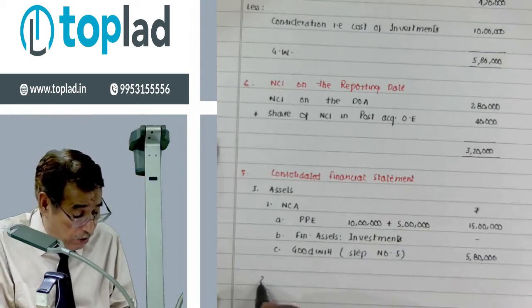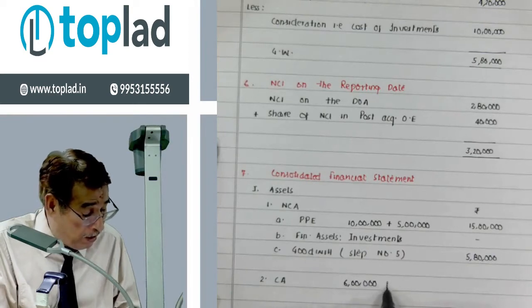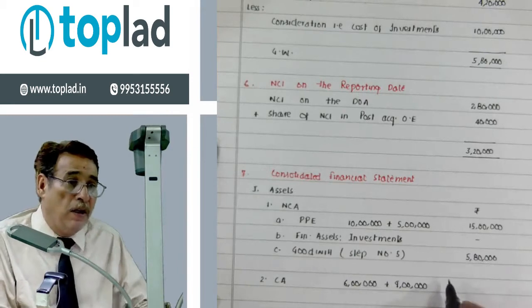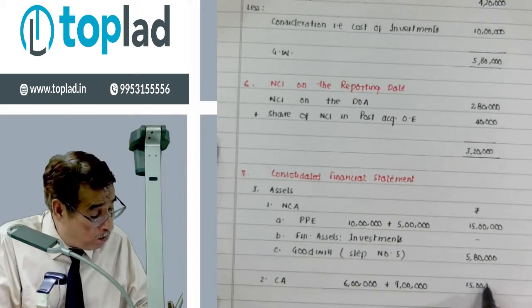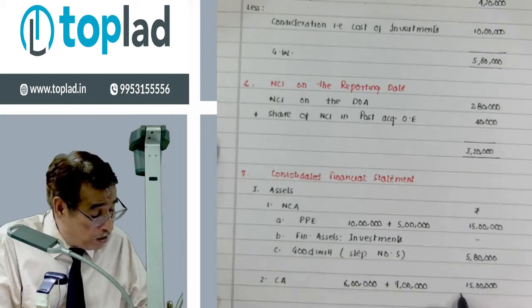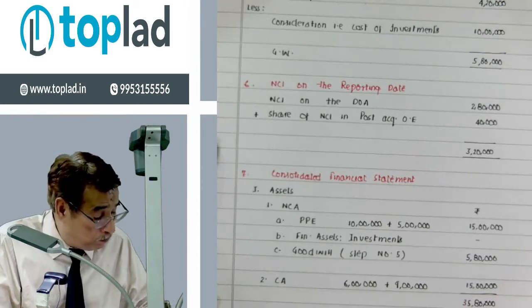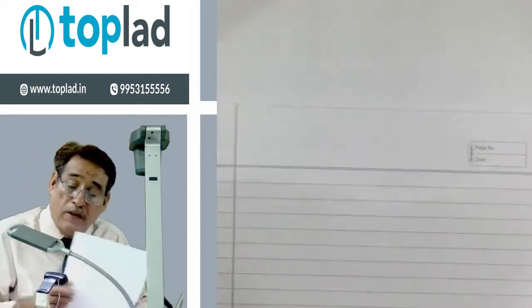And then we are going to write here current assets. As far as current asset is concerned, ours is 6 lakhs and 9 lakh is of the subsidiary, 15 lakh. So 30 lakh plus 5 lakh 80,000, 35 lakh 80,000 will become the total of your asset side. Is it clear to you? Total of your asset side.